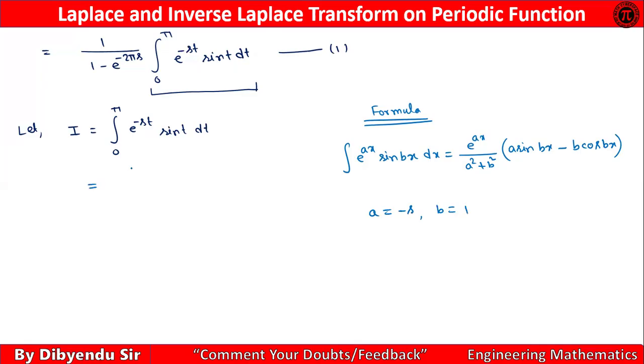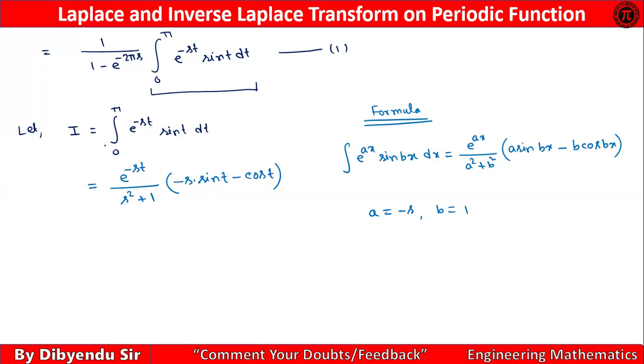So let's apply the formula. That will be e to the power minus st divided by a square plus b square, that means s square plus 1, into a sine bx, where a is minus s, so minus s into sine t, minus b cos bx, so minus cos t. So it is minus s into sine t minus cos t. This is the value of capital I.